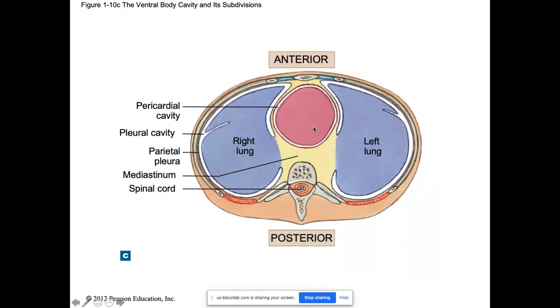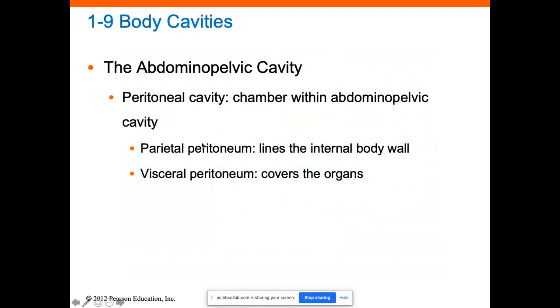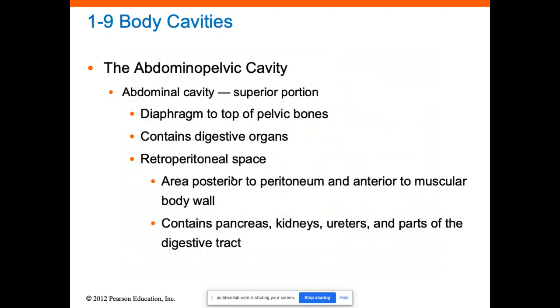So here's the heart. The heart is in the pericardial cavity. Here's the lung. It's in the pleural cavity. And there is the parietal pleura, which is the outer part. And then the inner part would be the visceral pleura. With the abdominal organs, there's a parietal peritoneum and a visceral peritoneum. The concept is the same. If it's the layer that touches the organ, it's the visceral. And if it's the outer part, it's the parietal. That's the take-home message. Peritoneum always refers to all of your digestive organs.